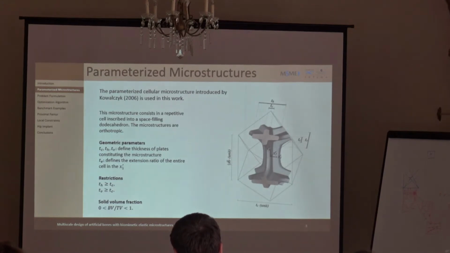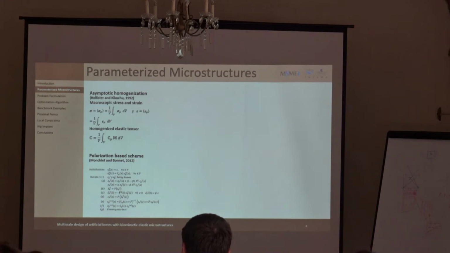The microstructures that we choose to use are the parameterized microstructures introduced by Kowalczyk. This microstructure consists in a cell that is defined by 4 geometrical parameters, 3 that define the thickness of the plates, and 1 that scales the microstructure in one direction to obtain orthotropic microstructures. By varying these parameters, we can obtain microstructures with solid volume fractions that go between 0 and 1.